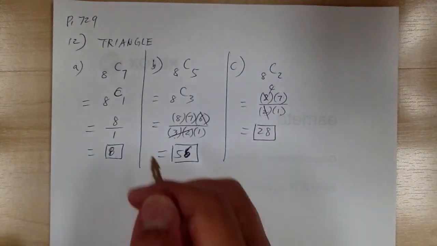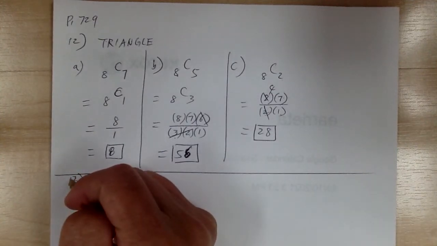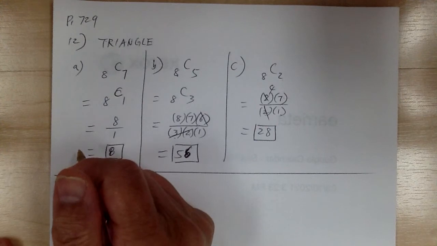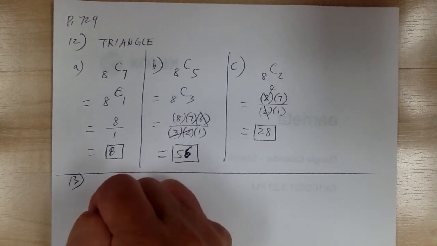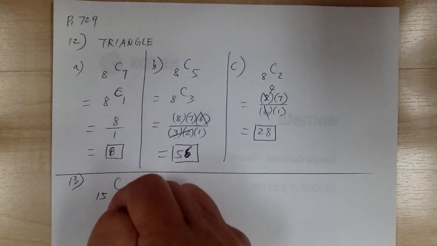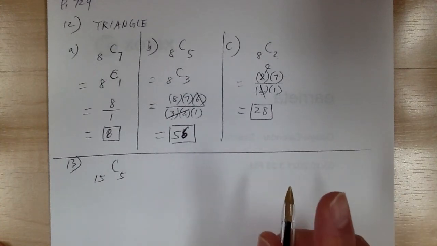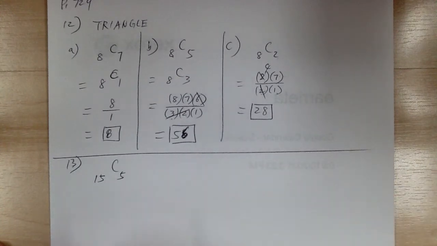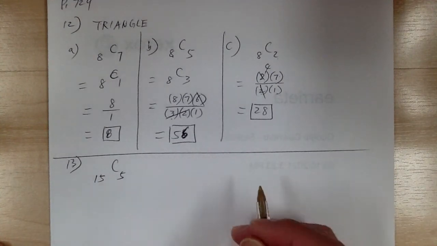Okay, let's go to number 13. It says a club has 15 members. How many different combinations of 5 members can be chosen to sit in a row for club pictures? So there are 15 people, and you want to choose 5. The difference between combination and permutation is that permutation arranges things in order, and combination is you want to get a group of something.